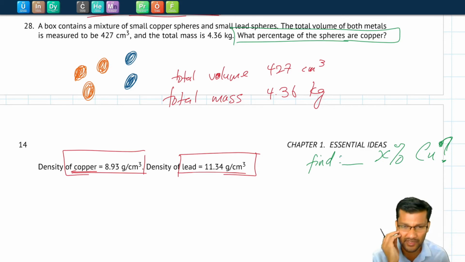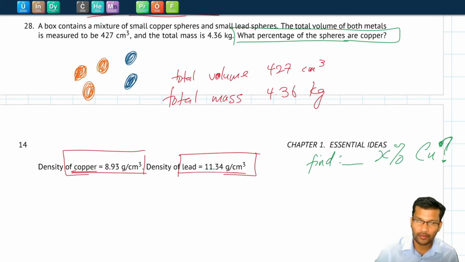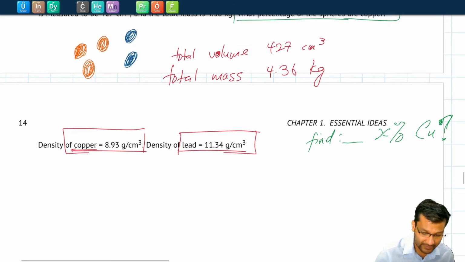How do we go about setting up this problem? What is our strategy for this problem? Well, there are a number of ways to solve any mathematical problem. There are many ways to skin a cat.